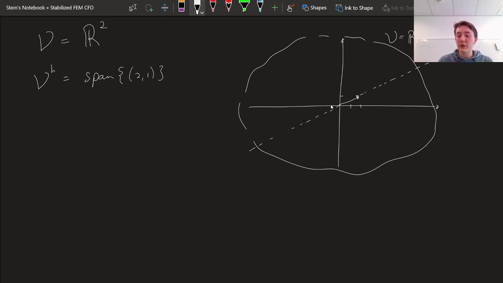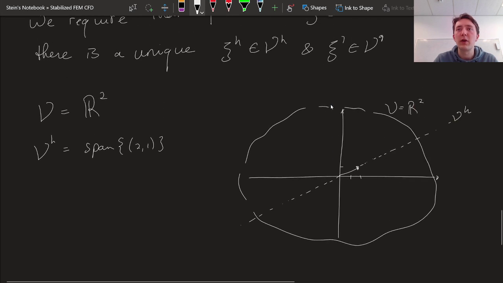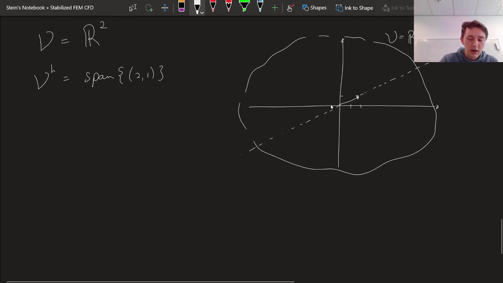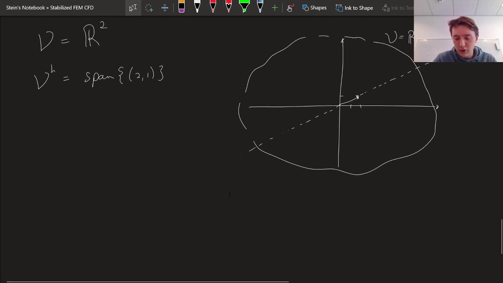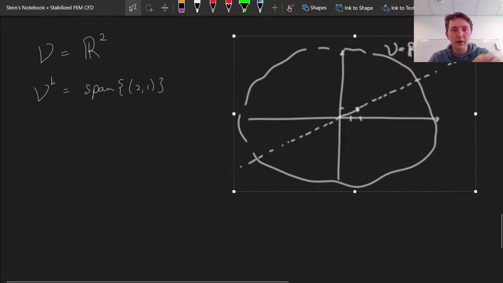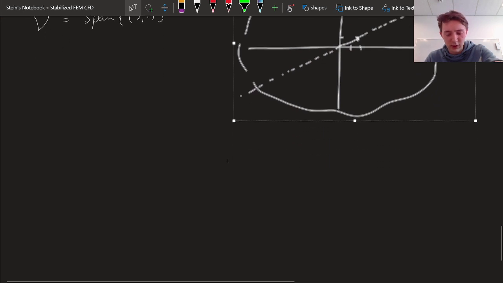So this line is precisely what VH would be. It's going to be a subset of our complete V, just in the way that our finite element approximation space is a subspace of H10. So now you would say, well, naturally V prime is going to be everything on top of that, but actually it's not quite so simple. Let me draw this twice, and then I'll show you that there's actually not a unique decomposition.